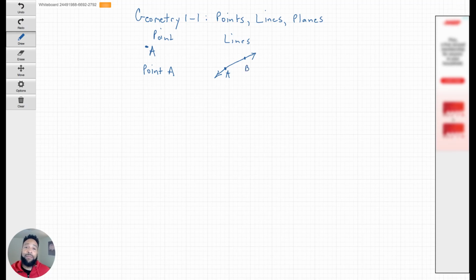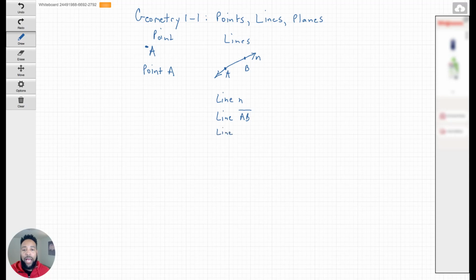Now, the reason why I'm drawing this is because if you have 2 points, only one line can be drawn through 2 points ever. So this line could be called AB, because there are points on the line called A and B, or you could give it a lowercase letter such as n. So this line could be called line n with the lowercase, or line AB with a bar drawn across it. Or you could go the other way. You could call it line BA.